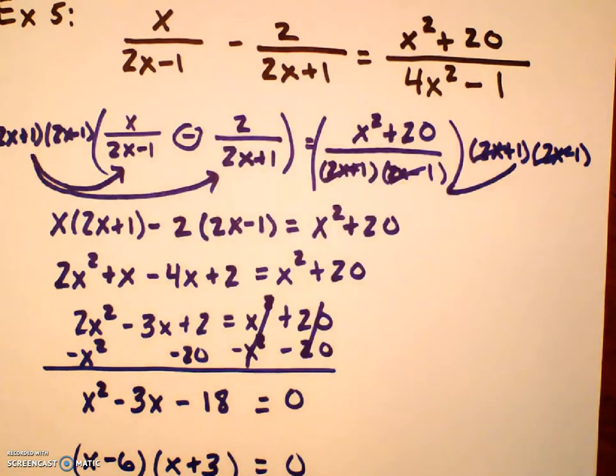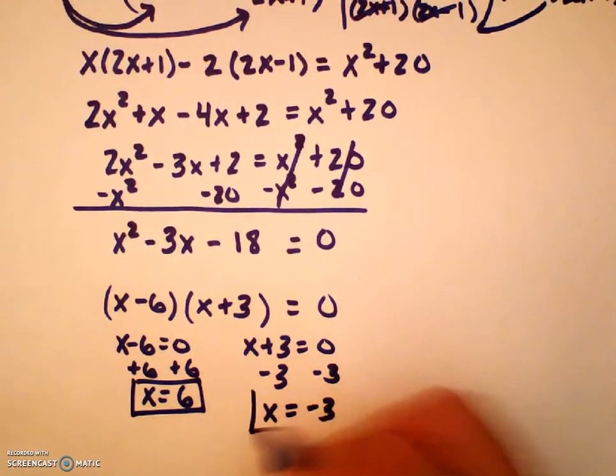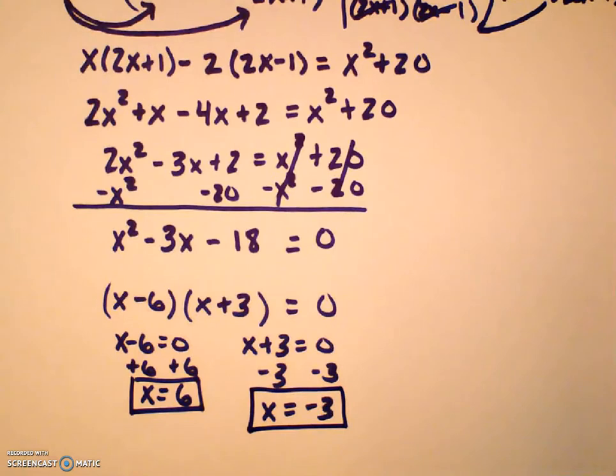So both of these wound up working. We did not have any extraneous solutions in this one. But you do have to check. If you don't check and one of them is extraneous and you don't tell me or you circle both answers, then you will wind up getting this answer partially wrong.